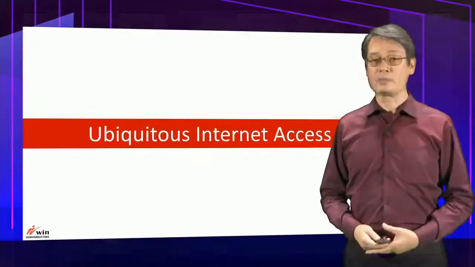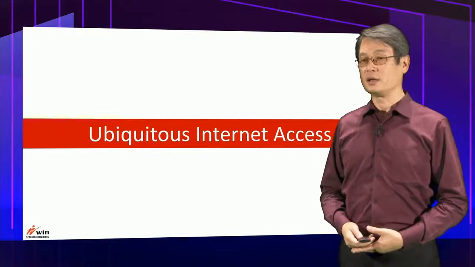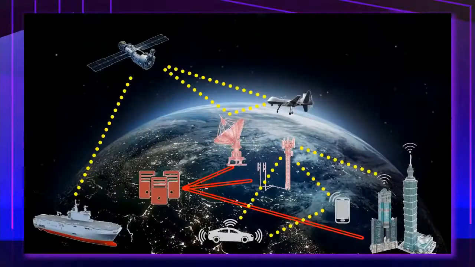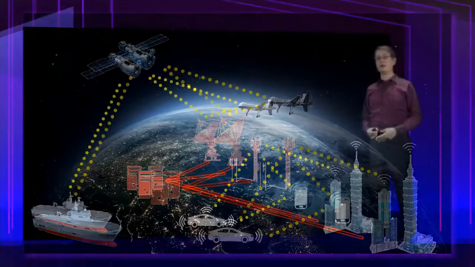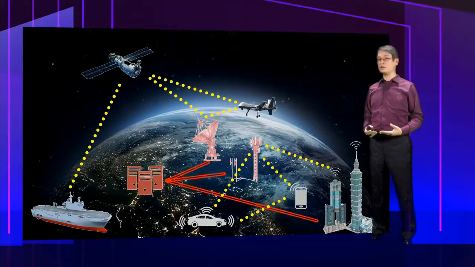The third aspect is ubiquitous internet access. Ubiquitous internet access has become a vision and a must for modern lifestyle. We want to be able to access the internet anytime, anywhere. And compound semiconductors can certainly help to realize this vision.